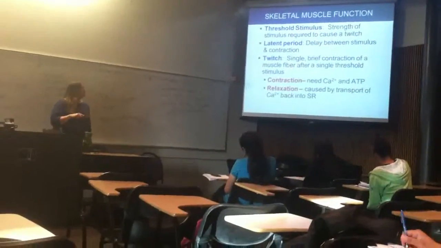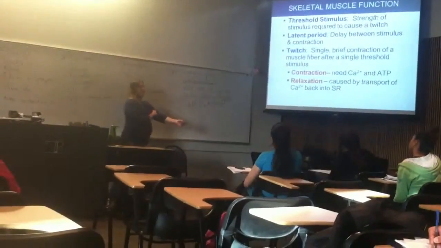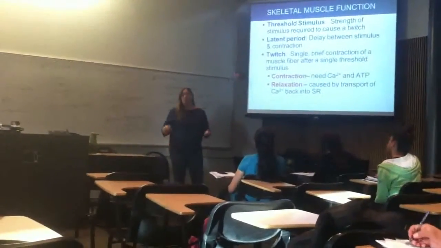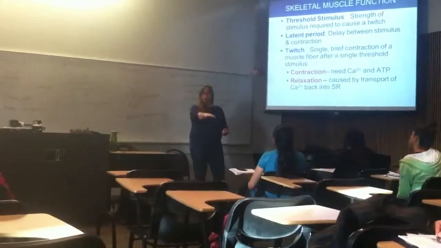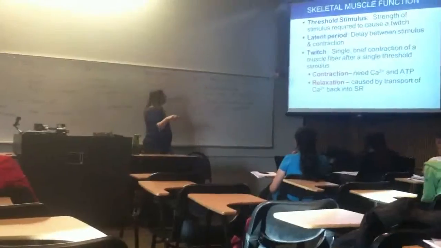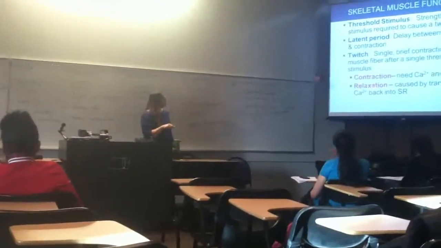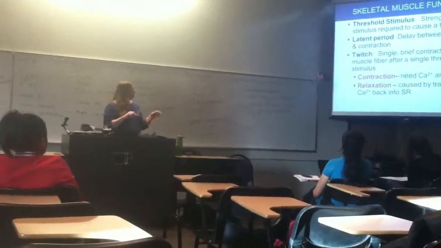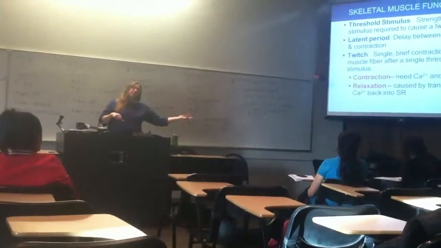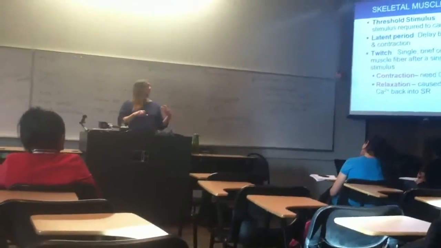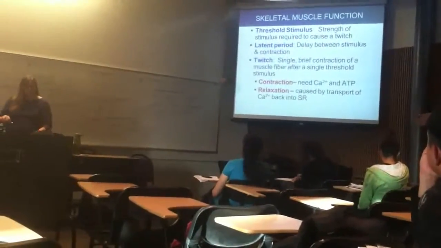Twitch is a single brief contraction of a muscle fiber. When we say muscle fiber, we're not talking about the whole organ. We're talking about one muscle fiber, or in fact, one motor unit. A motor unit, remember, is one motor nerve plus all the fibers it innervates. Okay? A twitch consists of the two phases, contraction and relaxation. Contraction, you need calcium and ATP for. Relaxation ultimately is caused by the acetylcholine not being released in the synapse and acetylcholine getting degraded by acetylcholine esterase and the calcium getting sucked back into the sarcoplasmic reticulum.